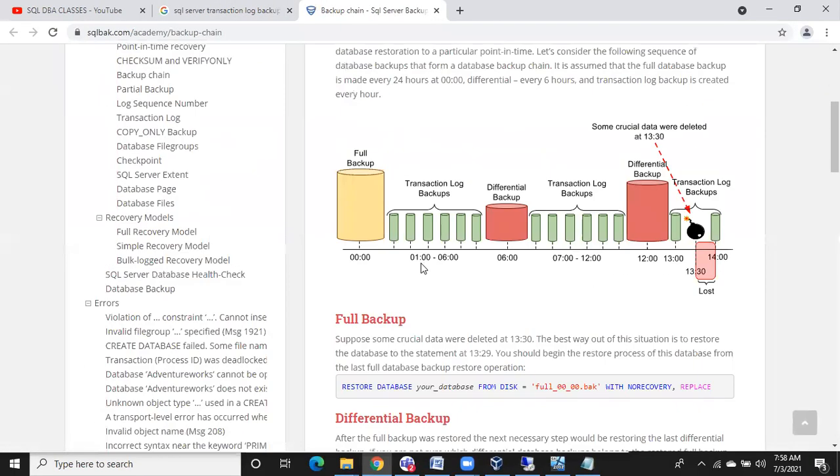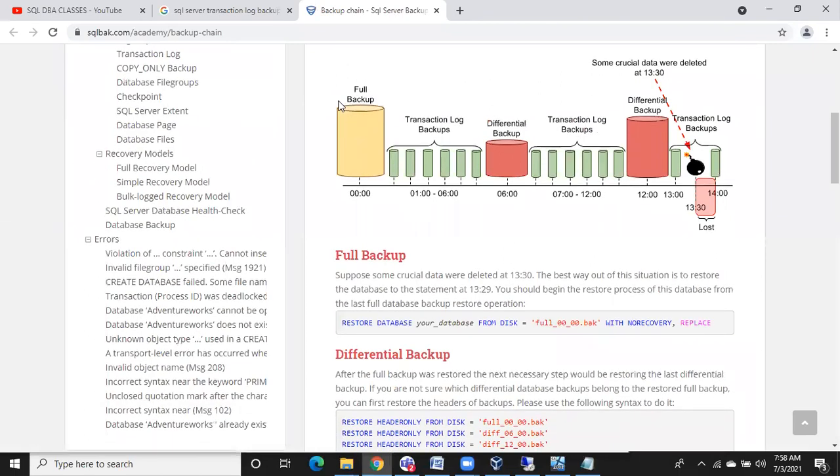Just try to understand this diagram. See here, this is a full backup. Imagine at night 12 o'clock, 0000 means night 12 o'clock. This is your full backup. Then you can take the log backups. There are 6 log backups here, and he took the log backup every 1 hour.